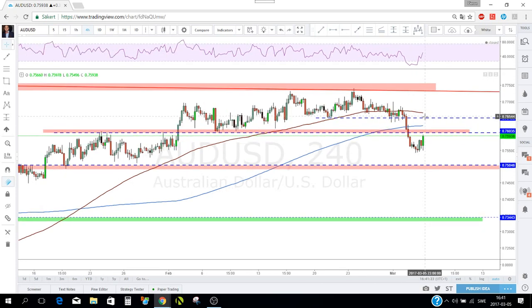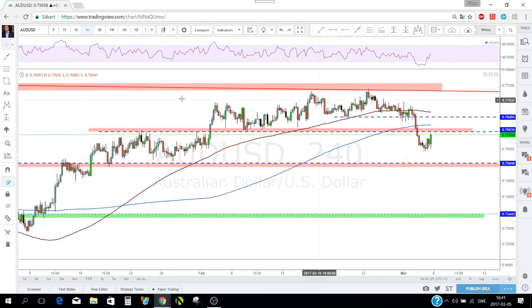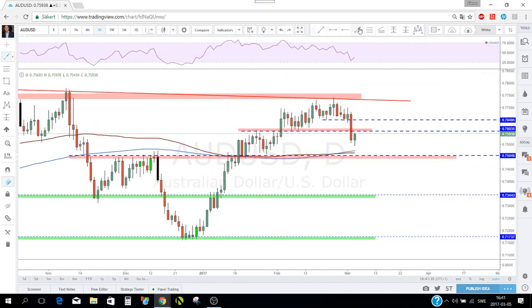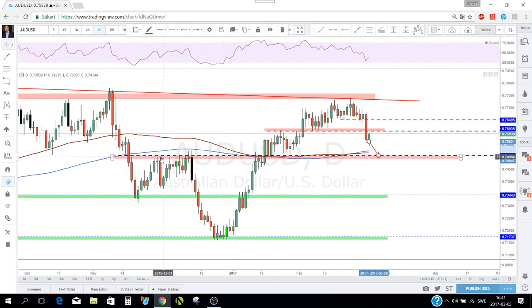So Aussie, we have another place to look at, and that place on the daily is the 0.75 area back down here. This level is going to also be a good support level, as you see here, and we have both the 100 and 200 moving average at the same area.